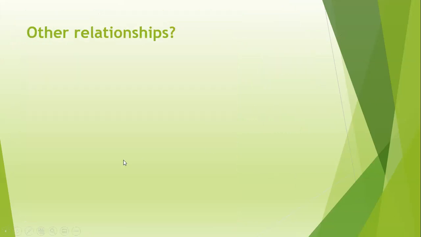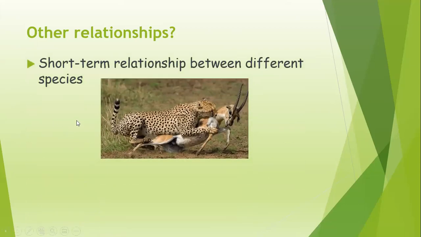Okay, now let's go to some other relationships. As I told you, symbiotic relationship is a long-term relationship between different species, right? But we have some short-term relationships also. Like for example, when I showed you this cheetah eating this deer, it is just going to go kill it, eat it, and then the next day it might even forget that it hunted some deer and it will go and hunt something else, right?